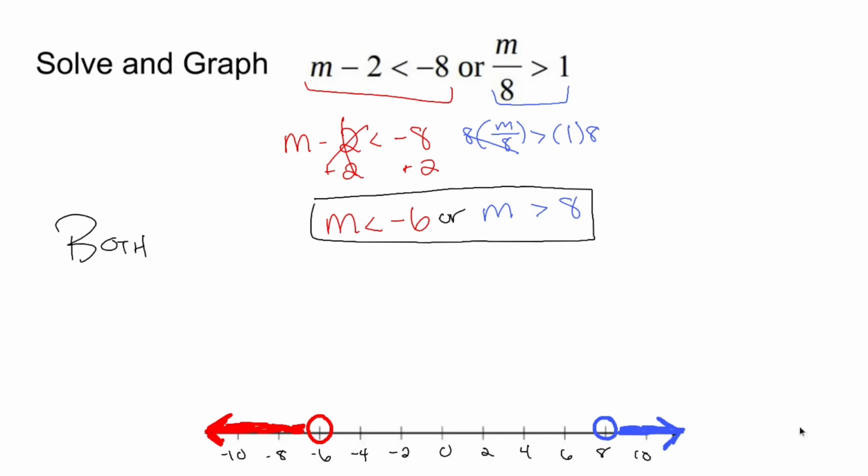If I pick 50, 50 will work for the blue inequality, and that's fine. I only need it to work for the blue or the red. I can pick negative 50, and that'll work for the red inequality, and that's just fine. What I said before when I misspoke and said 0 would work: it won't, because 0 is not less than negative 6 and 0 is not greater than 8. So basically, negative 6 through 8 won't work. Everything else does. So that's how you graph an or inequality.